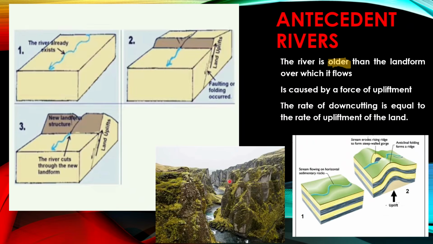And you see, they both form a gorge, and they both maintain their course. You see the general direction of the river has not changed. They both maintain the general course and form gorges, which are tourist attractions. Now, for antecedent rivers, the rate of downcutting, the rate of vertical erosion, is equal to the rate of upliftment. As the land is being uplifted, there is vertical erosion or downcutting.